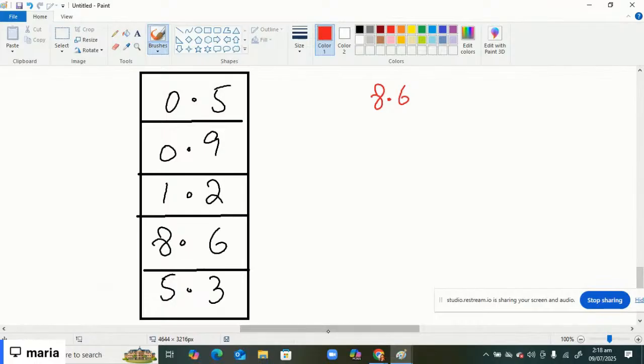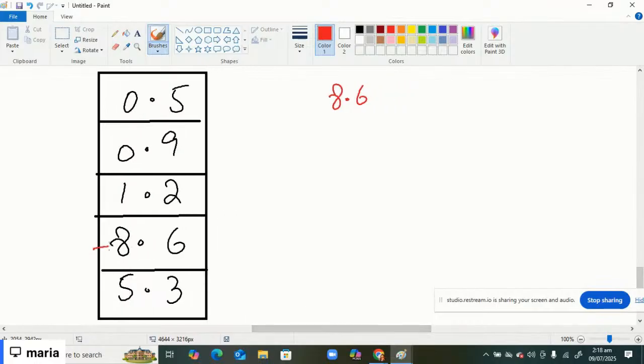So we are putting the 8.6 first. Then 8.6 is done, so we are going to move on. Then after that, we again check the ones place digit: 0, 0, 1 and 5. Now this 5 is greater, so we can say that after that it's 5.3. We can write it this way. Now only the three digits are left: 0, 0 and 1. Now 1 is greater, so we are going to put 1.2.